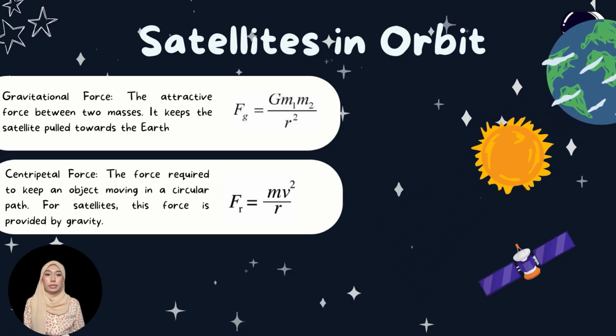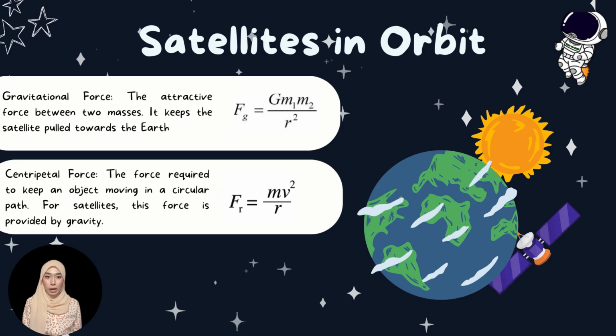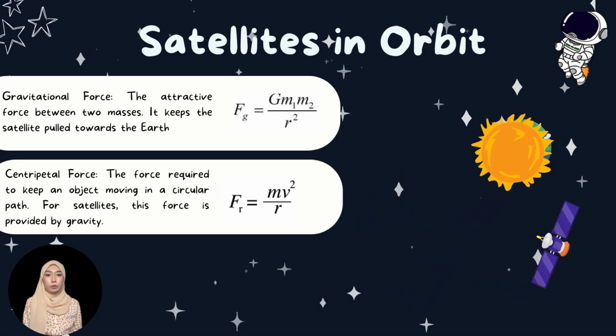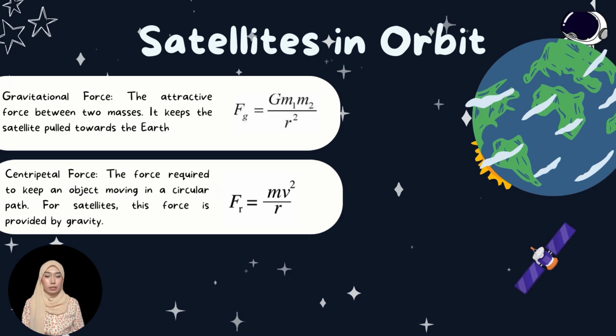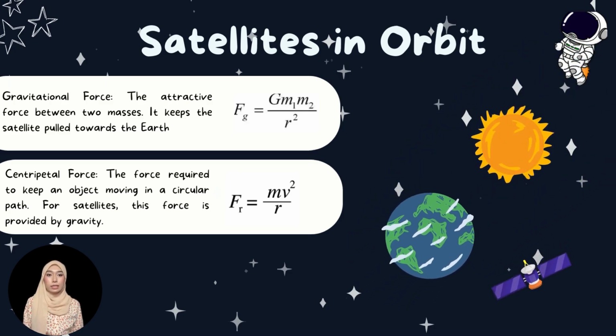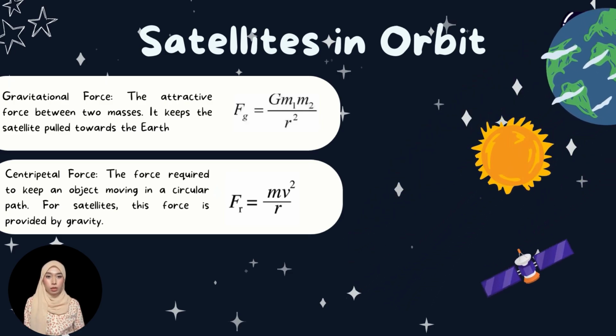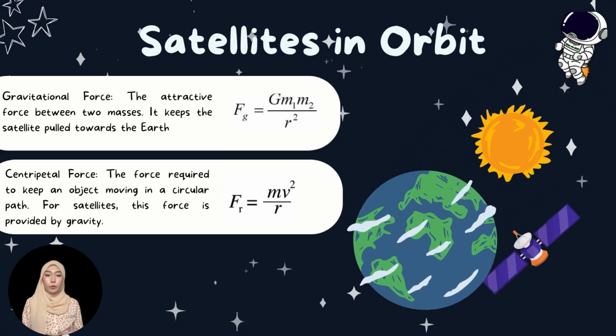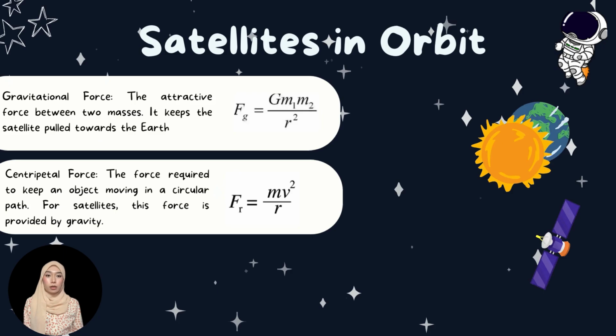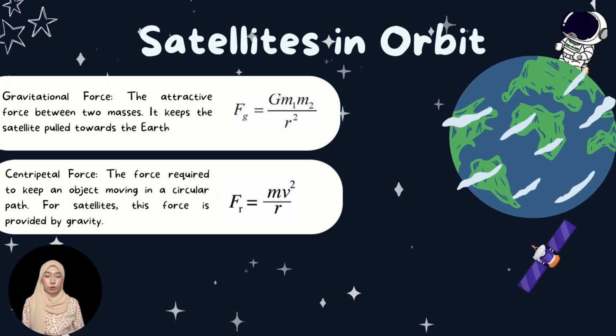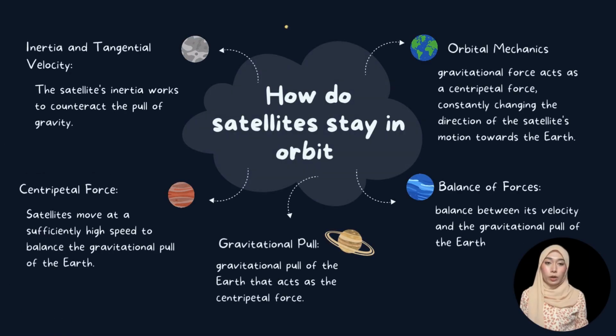Gravitational force is the attractive force between two masses. It keeps the satellite pulled toward the Earth. Meanwhile, centripetal force, also known as central force, is the force required to keep an object moving in a circular path. So for a satellite, this force is provided by gravity. Now we will learn about what is responsible for keeping a satellite in orbit.